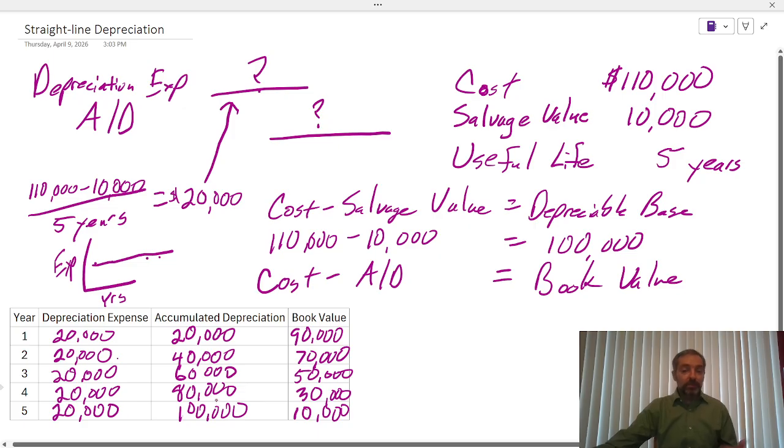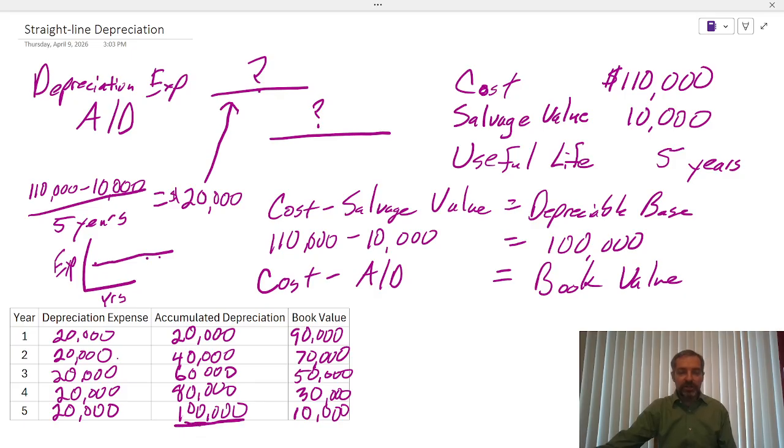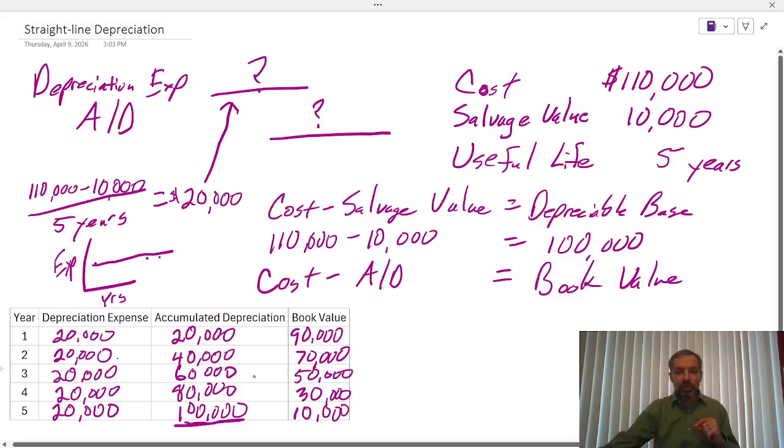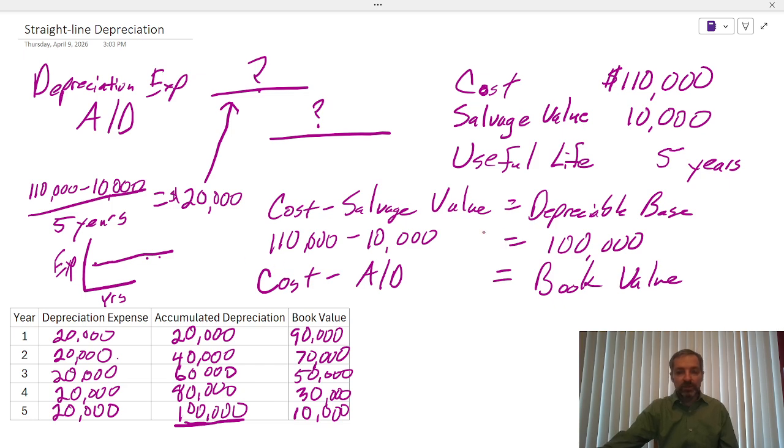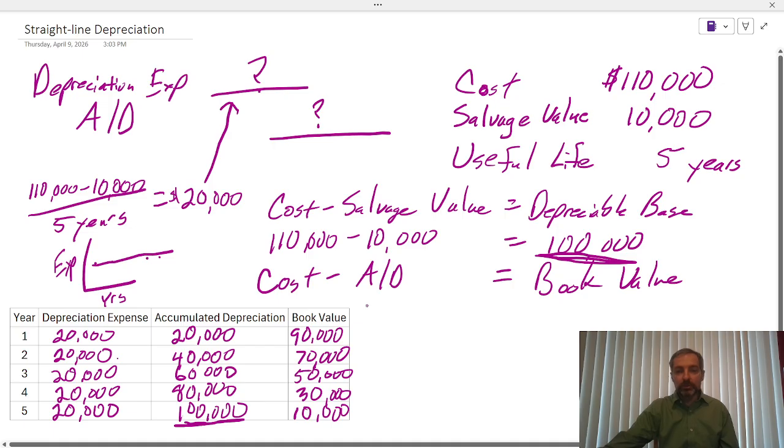All right, so the couple of things I want to point out is the last accumulated depreciation, when you're all done depreciating this asset, we said it would last 5 years, it's been 5 years, accumulated depreciation should equal the depreciable base. So in this case, it was $100,000 right here. The total accumulated depreciation should equal the depreciable base.